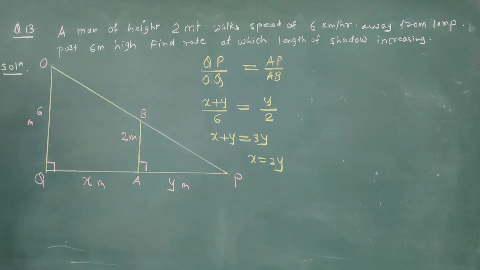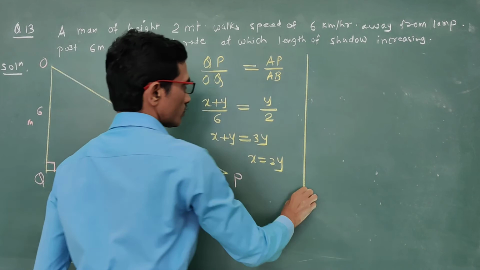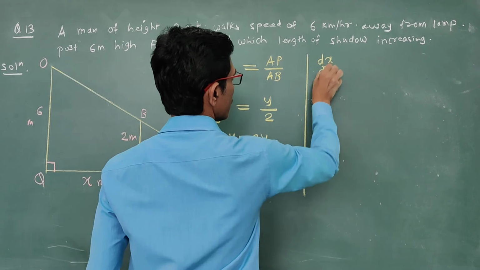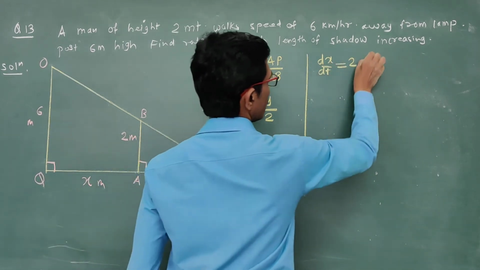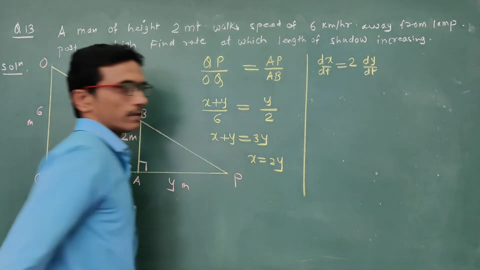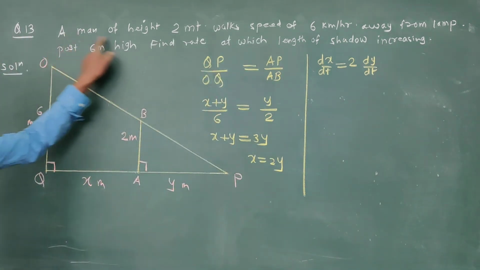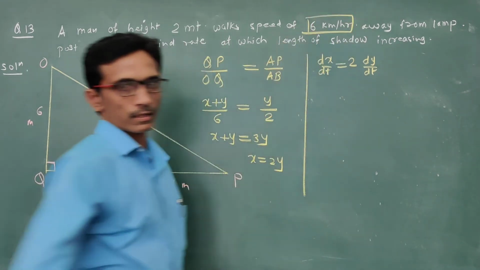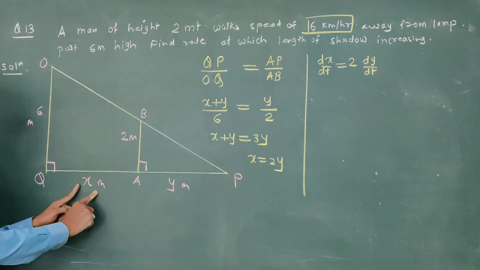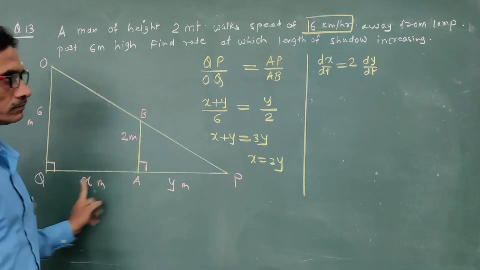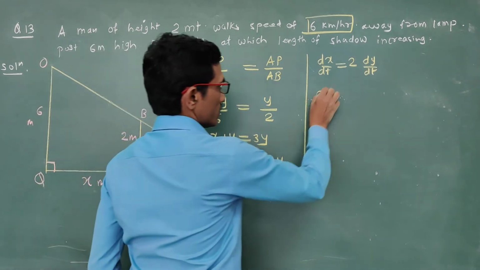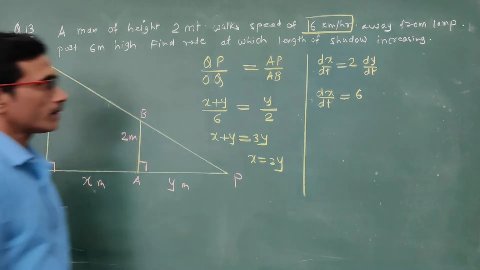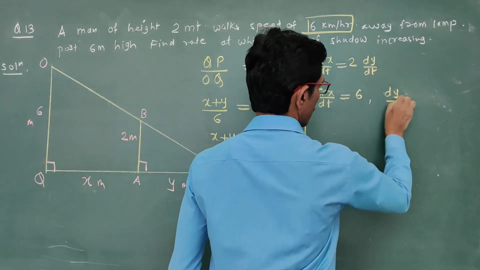Now we differentiate it with respect to t. Differentiating it with respect to t, dx by dt is equal to 2 times dy by dt. See here what is given? The man is walking away at the rate of 6 km per hour. So this is the rate, 6 km per hour, that is dx by dt is given. What is given here? dx by dt is 6 and dy by dt is to be found out.